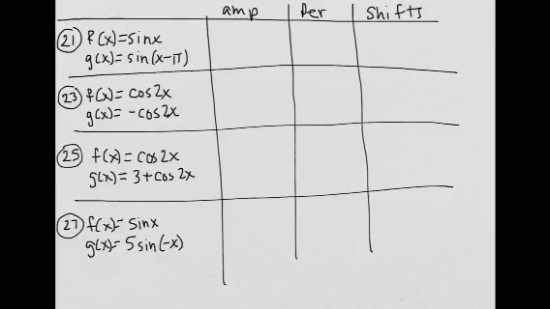Alright, so they want you to describe the relationship between f of x and g of x, and to talk about that in terms of their amplitude, period, and any shifts. Okay, so for 21, amplitudes, they have the same amplitude, which is 1. Period, they have the same period, which is 2 pi, because the b value is 1, so the x's have a coefficient 1.